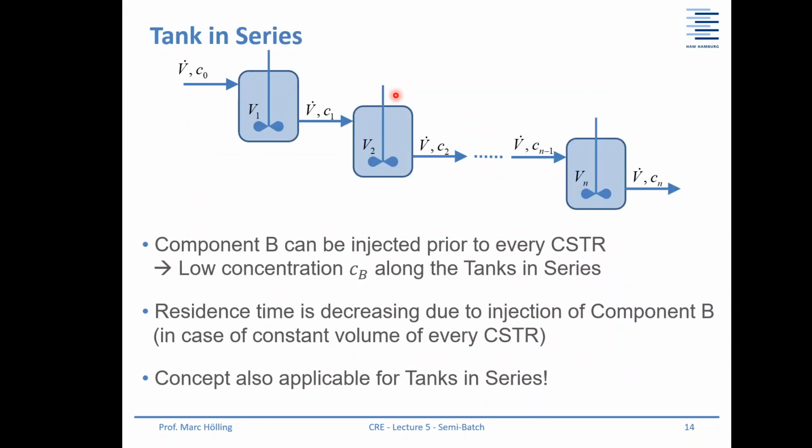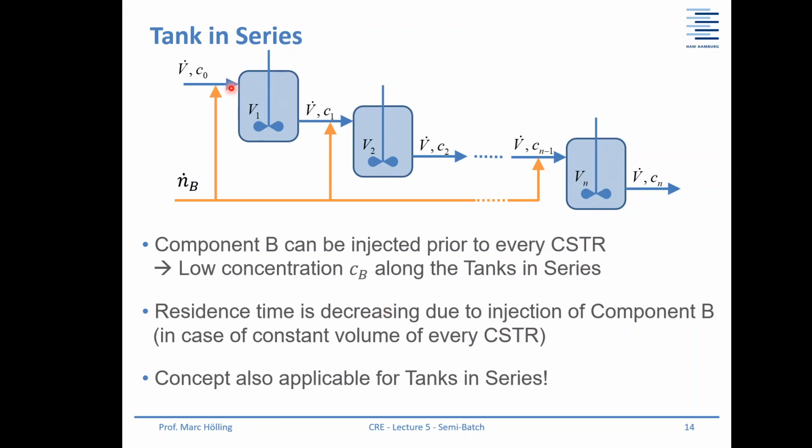Okay, tanks in series. How does it look? I think you know this. You start here, you feed it to the first reactor, then to the second, and so on. What you can do here is split up your component B again. You add a little bit of B here, a little bit of B here, and then also at the entry of your last tank reactor. With this, you can make sure that your concentration of component B is low in every single reactor. So this concept is also applicable for tanks in series.